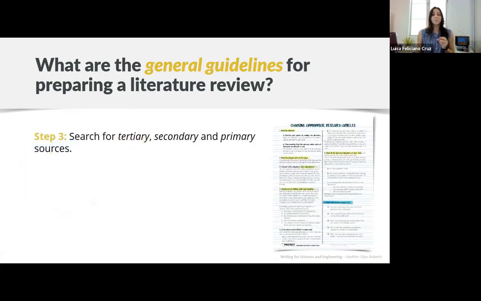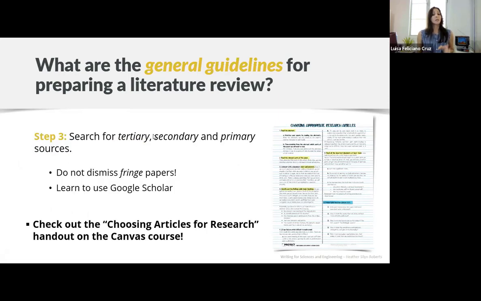Step 3, you need to look for what they call tertiary, secondary, and primary sources. We're going to discuss them a bit later. There's also something called fringe papers. They're papers that are not worthy of primary source status, but they might have useful information. So you should not dismiss them, just keep them on a pile so you can come back to them later on. It's important to learn how to use Google Scholar.